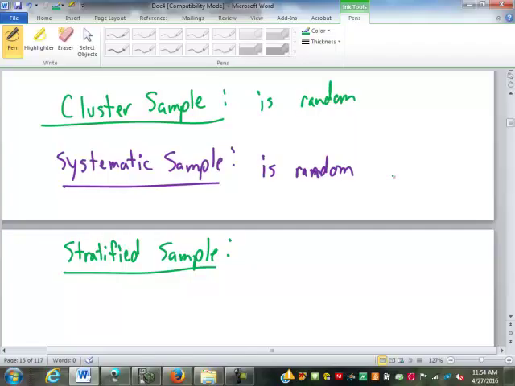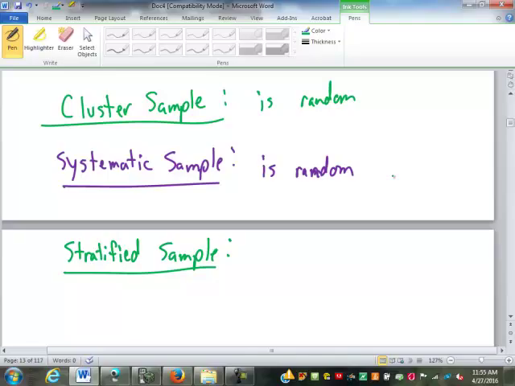Or I might even go further and say, okay, I want this many daytime students. So I'm going to select 30 during the day. I'm going to select another 15 in the evening and another 5 strictly online or ITV. So you've divided it up.